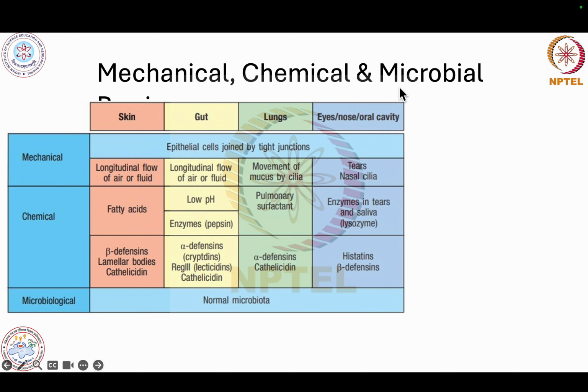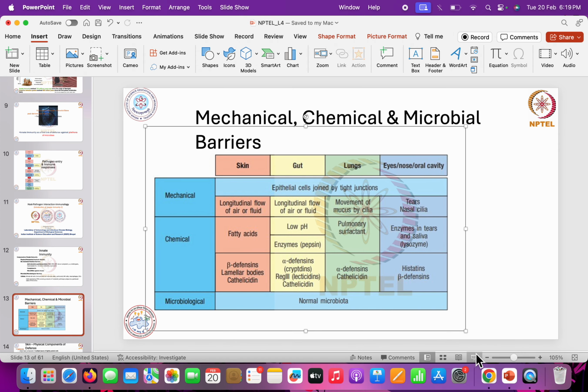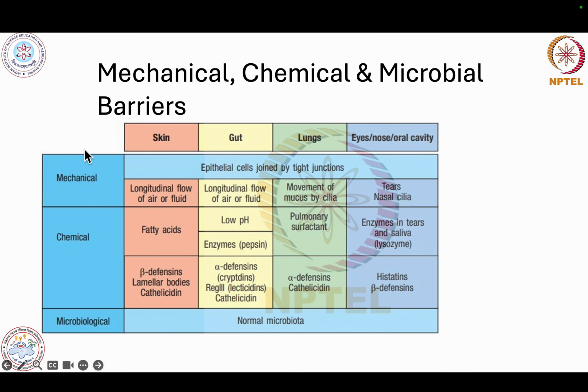Mechanical, chemical and microbial barriers. What are the mechanical barriers? There are skin, gut, lungs, eyes, and nose or oral cavities. Mechanical barriers: epithelial cells joined by tight junctions, longitudinal flow of air or fluid, movement of mucus by cilia, tears, nasal cilia.